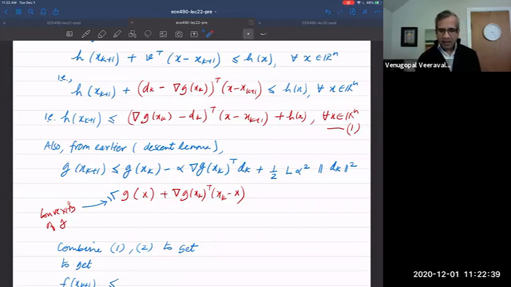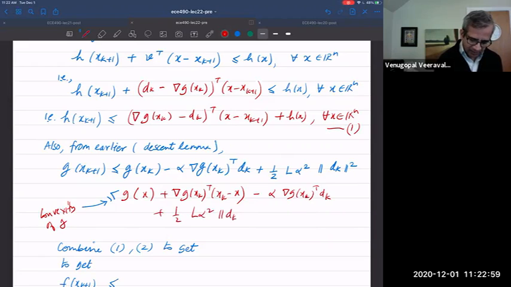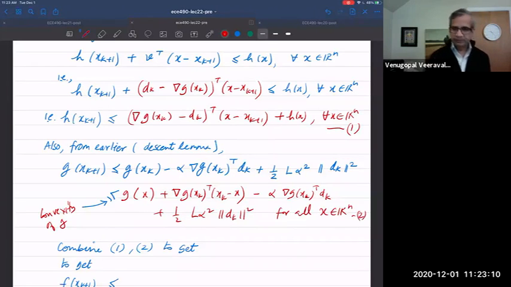And then I still have these other pieces. So I'll have minus alpha gradient of g of xk transpose dk, and then the half L alpha squared dk squared. This holds for all x belonging to R^n again. So this I'll call equation 2.